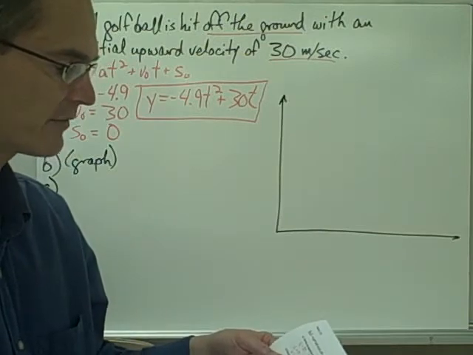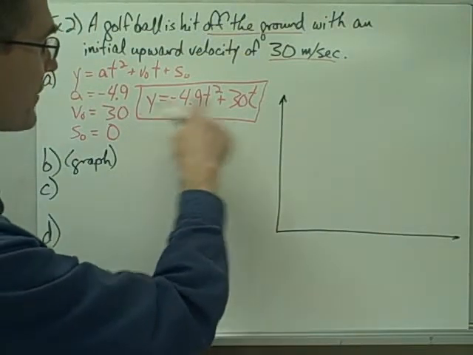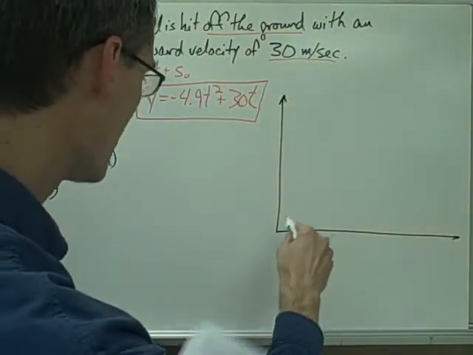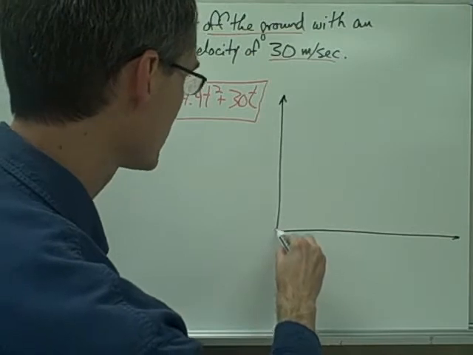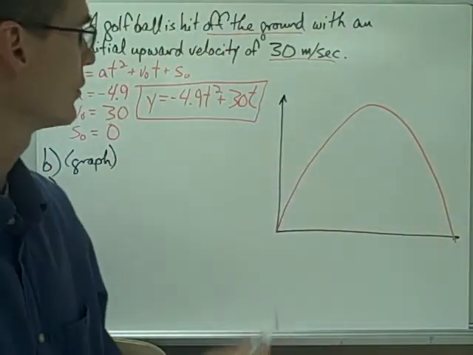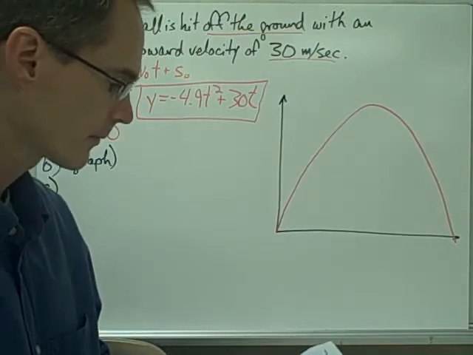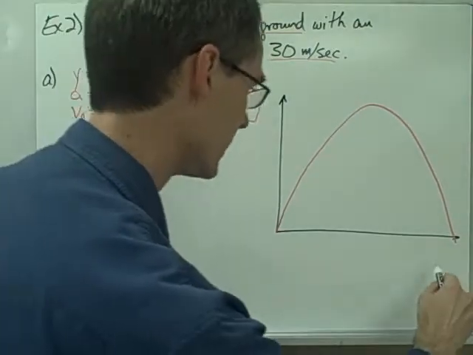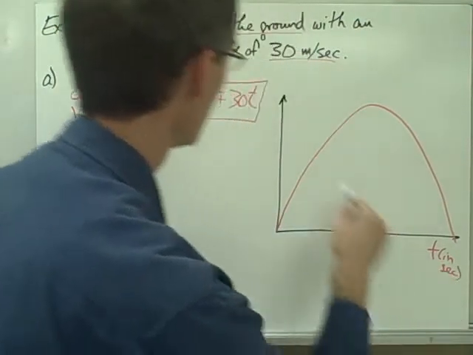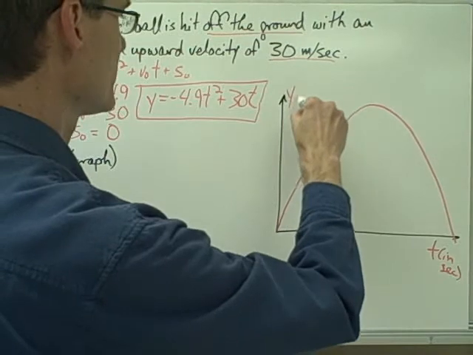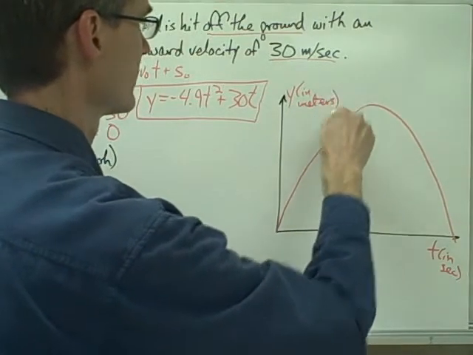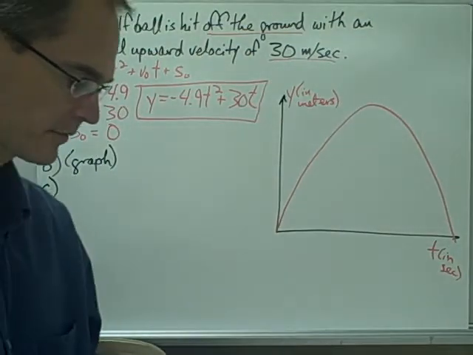Part B, sketch a graph of this quadratic function. Well, now that I've got that equation, I can just plug that into my graphing calculator, and if I do that, I'm going to get a graph that looks something like this, very similar to the graph that I had before. And actually, let me go ahead and fill in, this is t in seconds, and this is, let's say y, and this is in meters. Okay, so there's my graph.